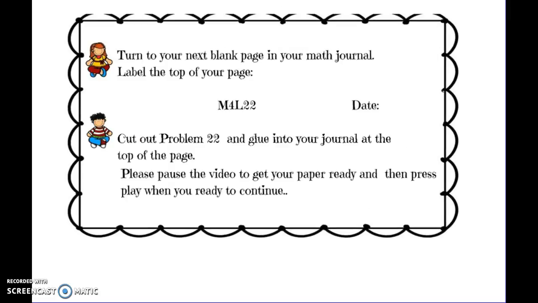Turn to your next blank page in your math journal and label it M4L22 for Module 4, Lesson 22, and add today's date. Cut out problem 22 and glue it into your journal at the top of the page. Then press pause while you get your paper ready, and then play when you're ready to continue.